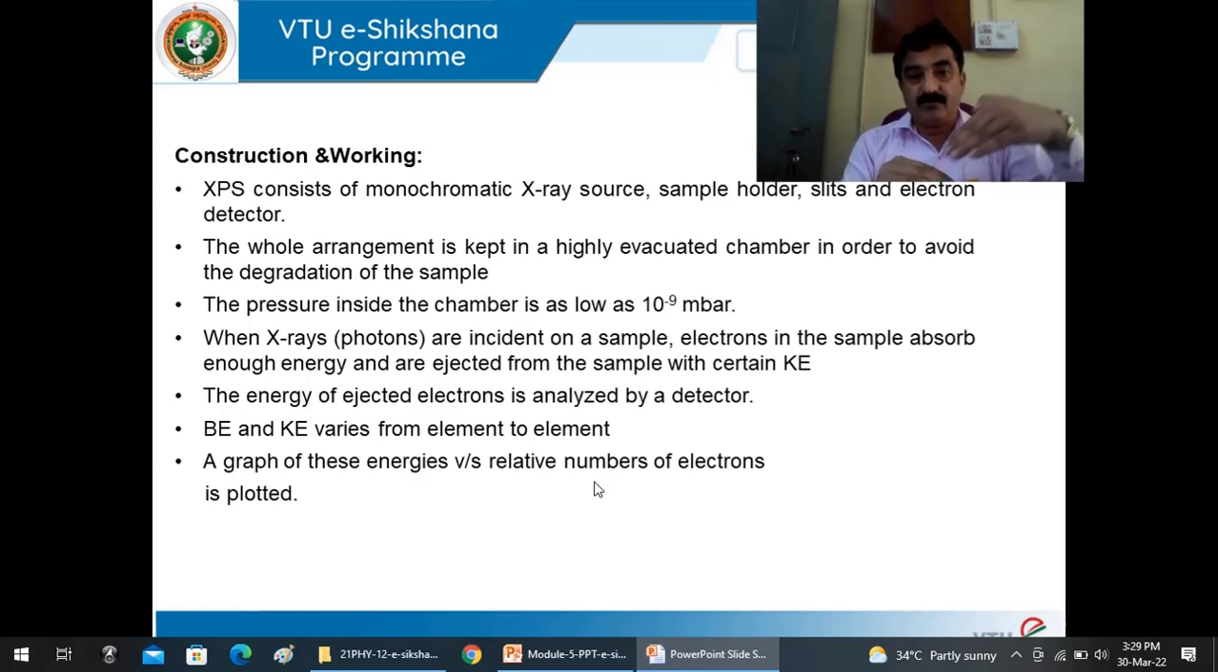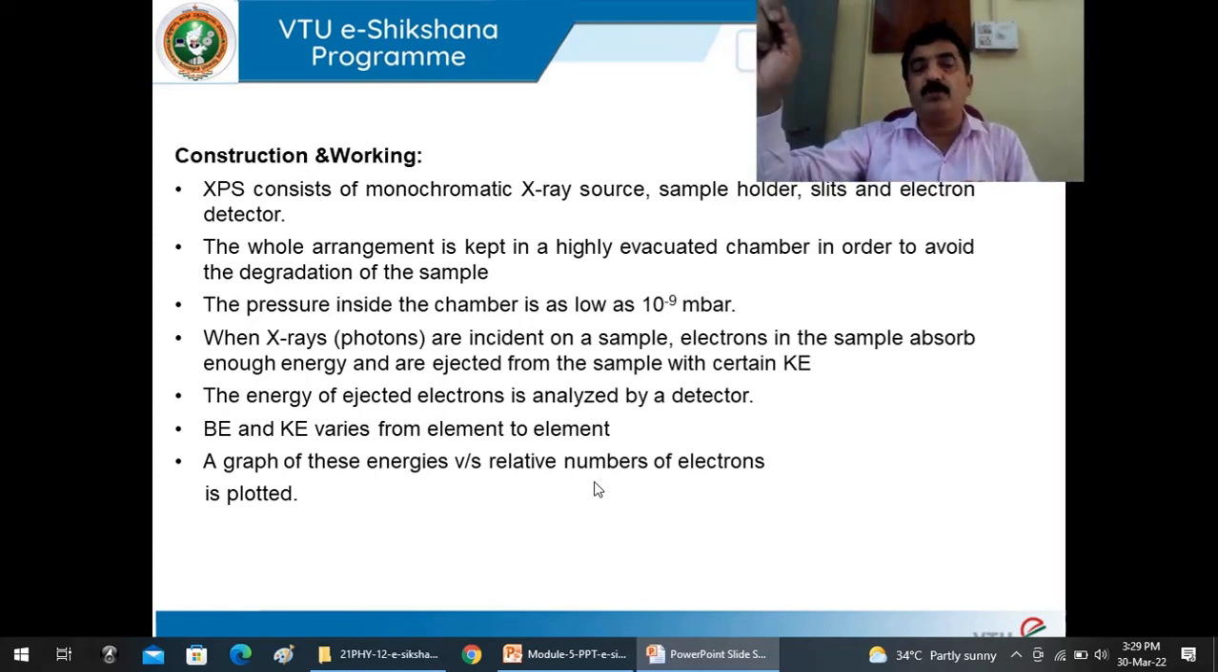Earlier, X-rays were falling on the surface of the material and proceeding towards the detector. Only an electromagnetic beam was proceeding. Now it is not so. X-rays fall on the surface, electrons are knocked out, and they proceed towards the detector. So the detector must be an electron detector, not an electromagnetic wave detector.